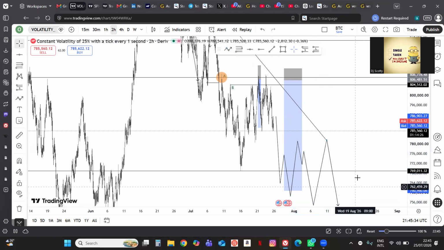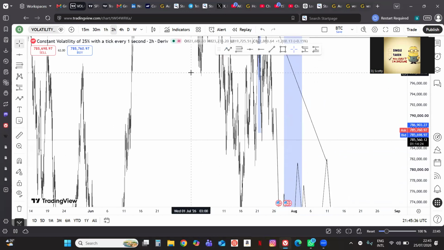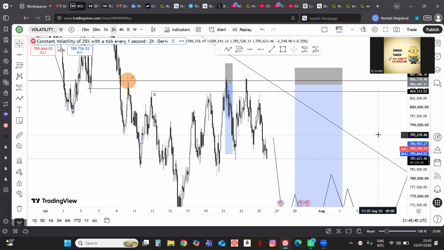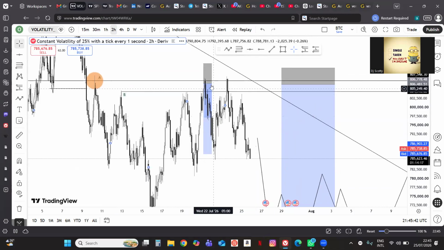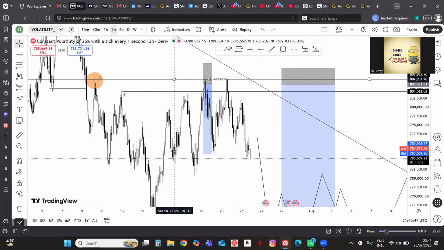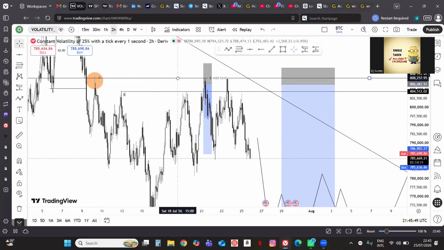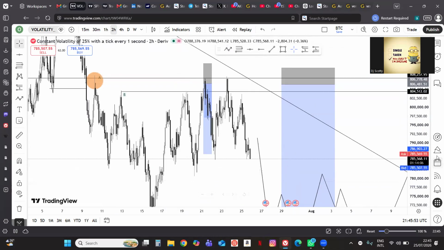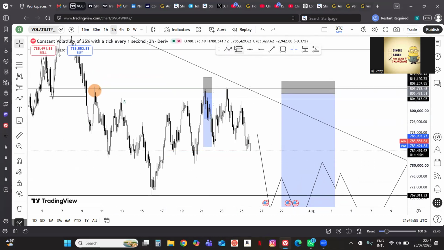It's as simple as this. I can't say there's any other thing there is to learn. Another thing, if we are going to consider another entry, look at this point here. There's a sweep of liquidity here. In fact, I think this is actually the break of structure.